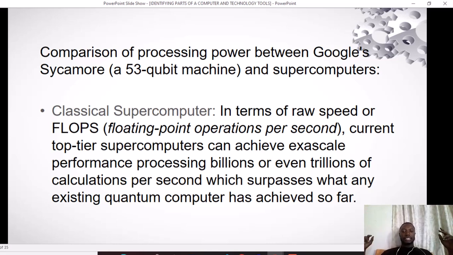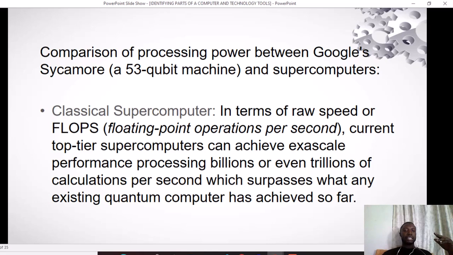When we take the classical supercomputers, when it comes to computational computing, it can solve trillions of calculations per second. Trillions of calculations per second. So with this strength that the supercomputer has, it surpasses the quantum computer, right? Because the quantum computers cannot solve trillions of calculations per second.